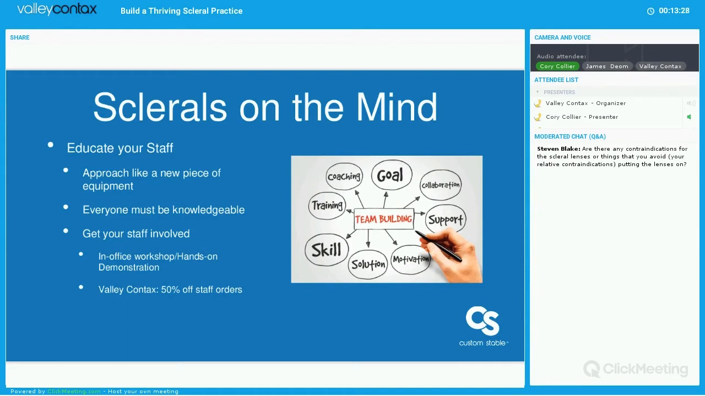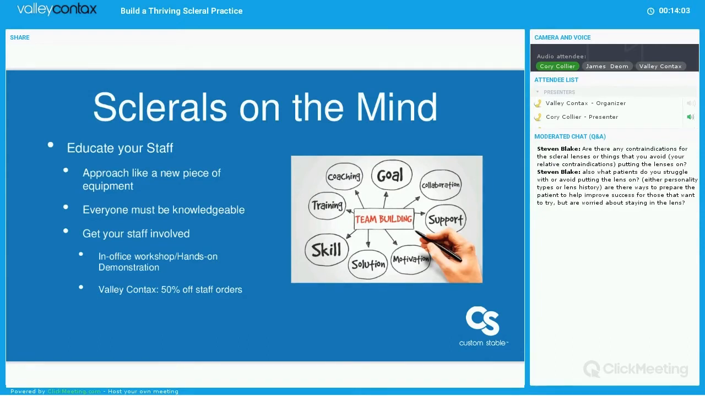And the next thing is, once you've been educated, you know all about scleral lenses and you know what lens design you're working with, in order to be successful, everyone has to be on board in the office. Educating your staff is absolutely paramount. My best way of talking about integrating scleral lenses into a practice is by approaching scleral lenses like purchasing a new piece of equipment. If you purchase a piece of equipment for your practice and you spend $25,000 to $100,000 on it, not only are you going to try that equipment out, like Dr.